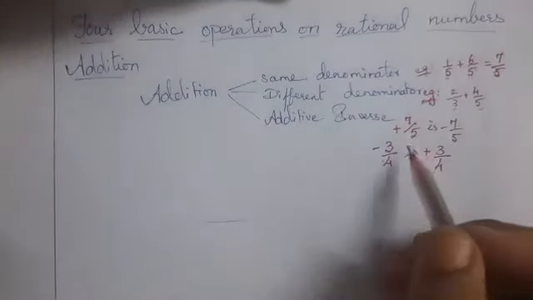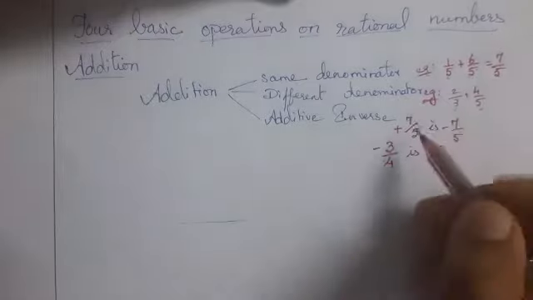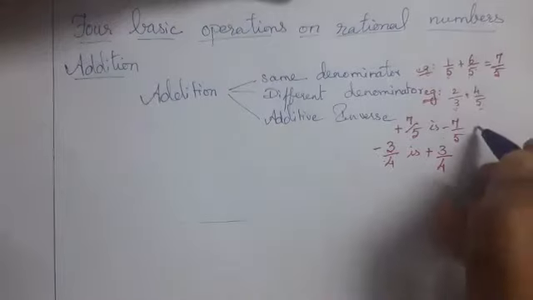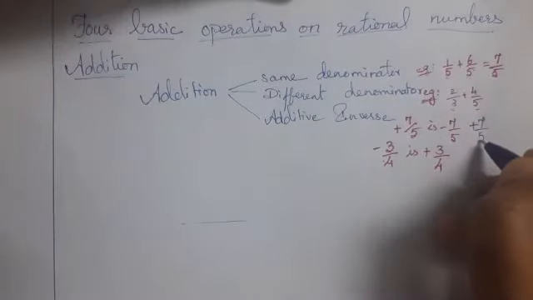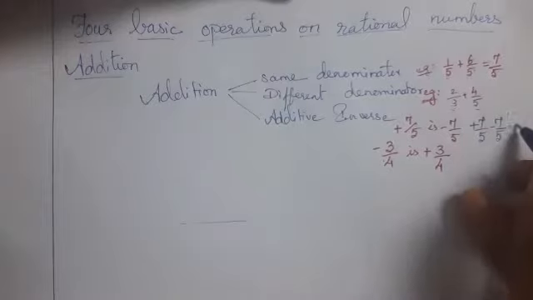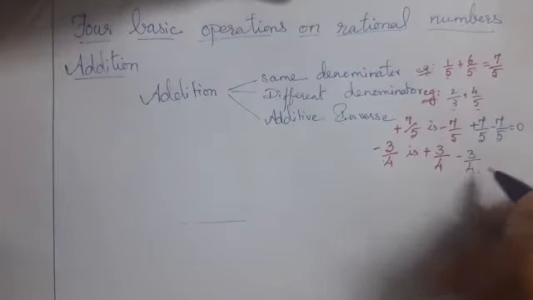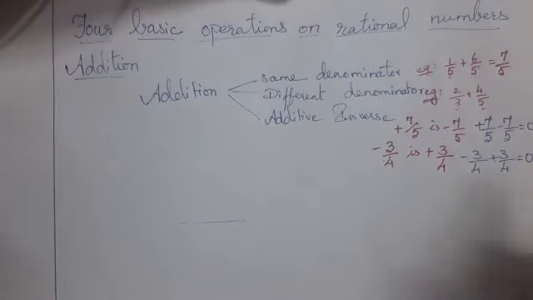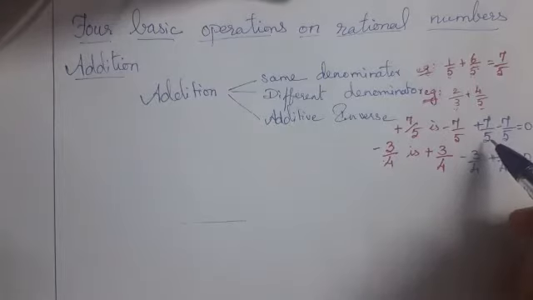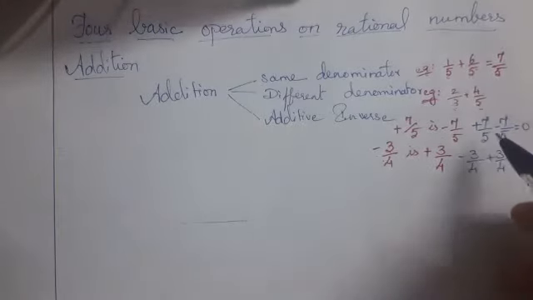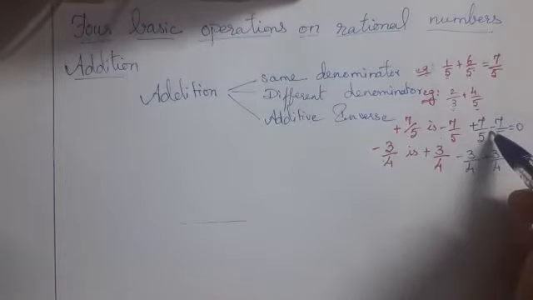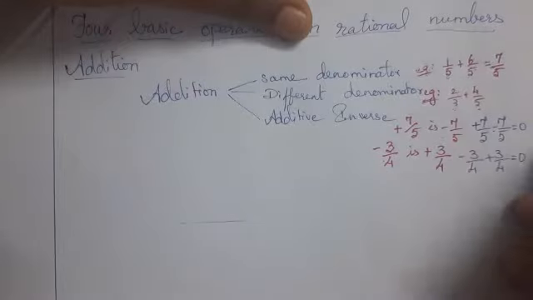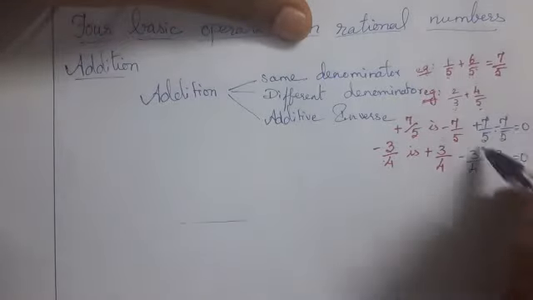One more thing you must know about the additive inverse. If you add these two numbers, you will get 0. That is plus 7 by 5 minus 7 by 5 is equal to 0. Minus 3 by 4 plus 3 by 4 is equal to 0. Because these two rational numbers are same, but the signs are different. If the signs are different in the same number, immediately the value is 0. Like that for a rational number also.